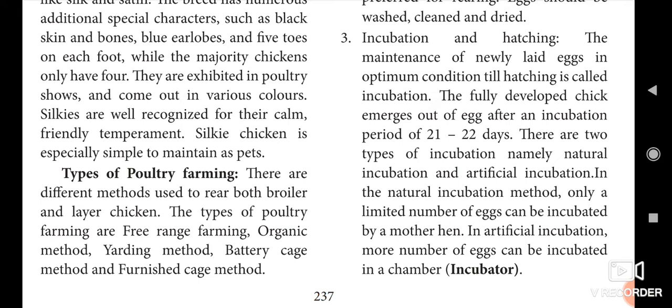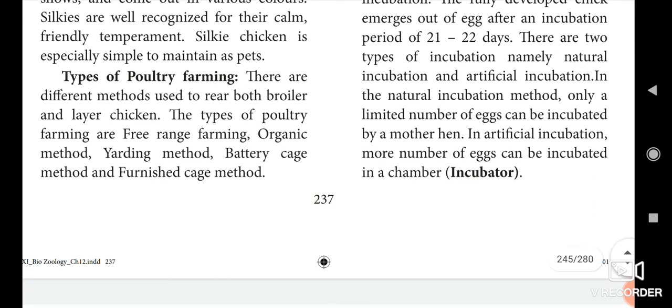In natural incubation only a limited number of eggs can be incubated by a mother hen. But in artificial incubation more eggs can be incubated in a chamber. They are incubated in a machine, and that machine is called the incubator. Here more eggs will be incubated at a particular time. So this is called artificial incubation.